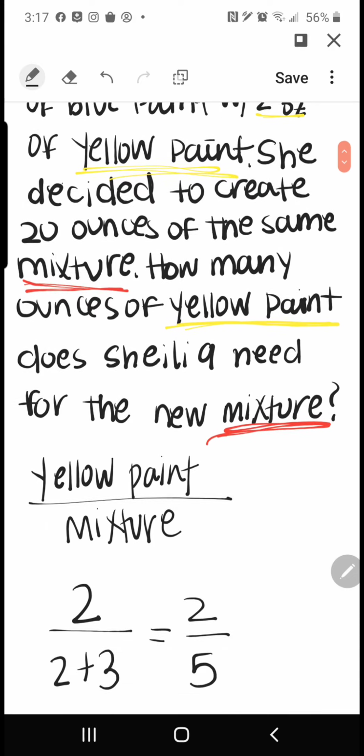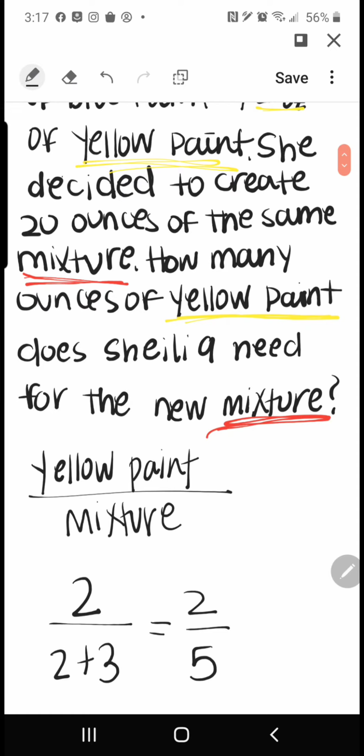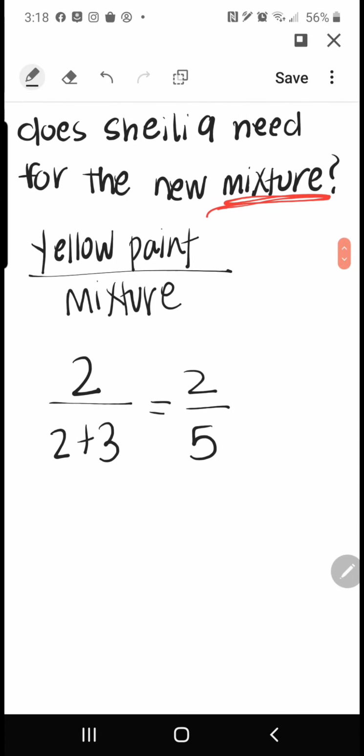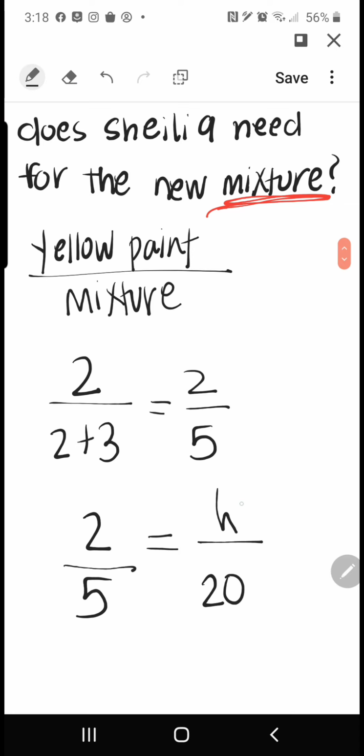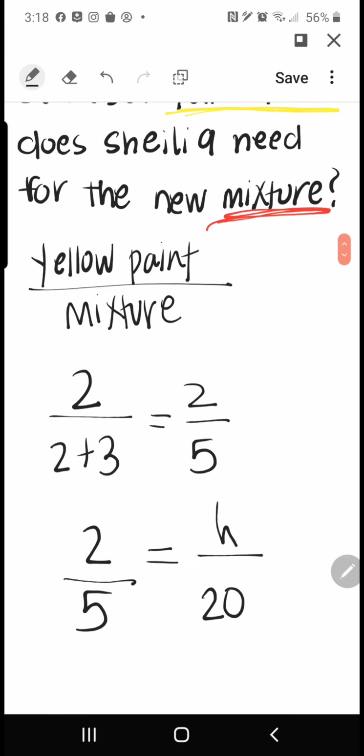Now they want us to find how many ounces of yellow paint does she need if she's going to create a new mixture that's 20 ounces. So we're going to keep the yellow, the number that represents the yellow, in our numerator, and the number that represents the total mixture in our denominator. Here, 2 represents yellow, 5 represents the total, and we're trying to determine how many ounces of yellow we'll use if we have a total mixture of 20.